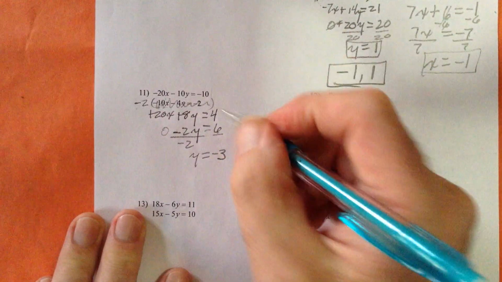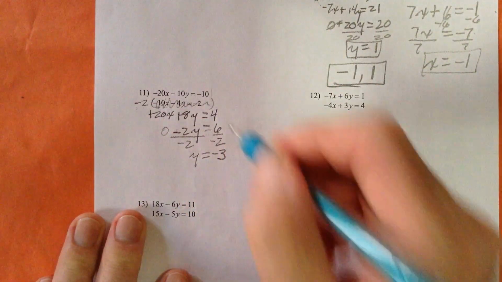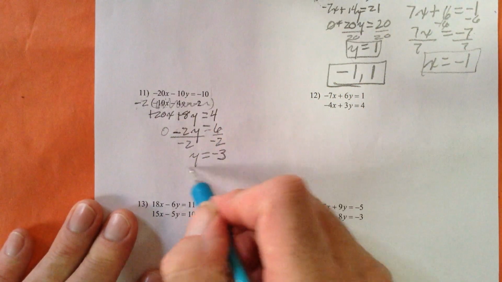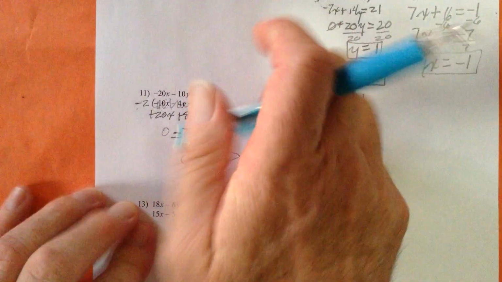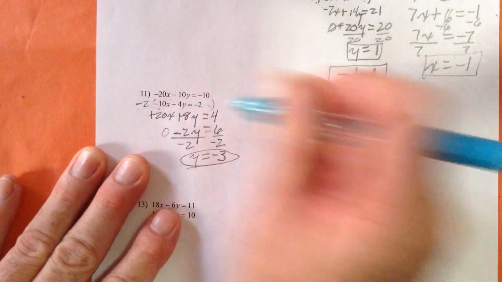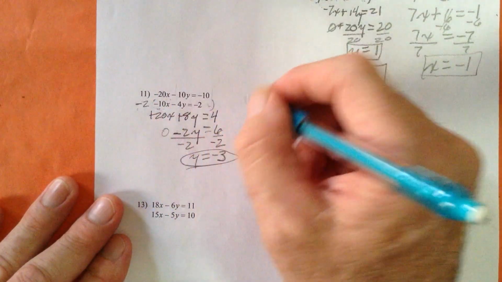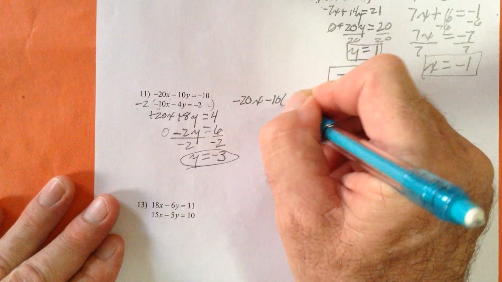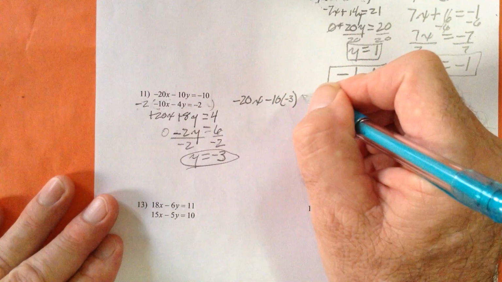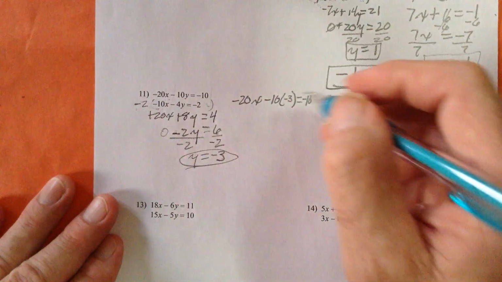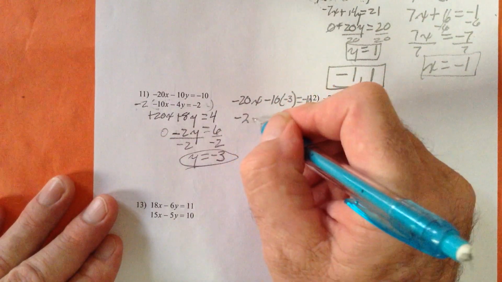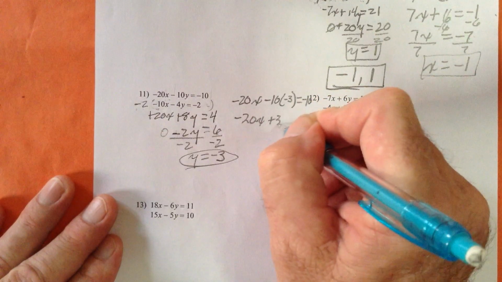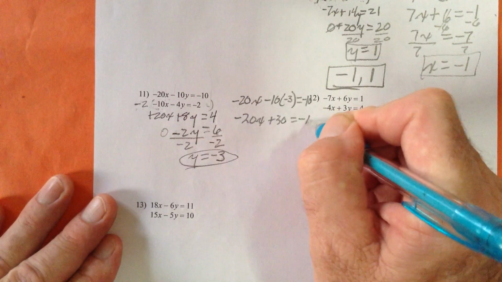Well, that's going to be a 3, or negative 3. Sorry, getting ahead of myself there. Yeah, it's going to be a negative 3: 6 divided by negative 2. So now I know the y, I can plug it into one of these original two equations to figure out the x. Let's do the first one: negative 20x minus 10 times negative 3 equals negative 10. So negative 20x, negative 10 times the negative 3 is a positive 30, equals negative 10.